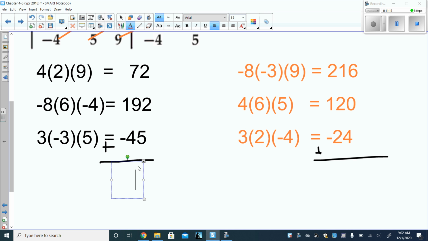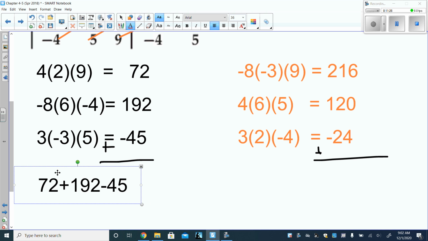Well, this is -45. So really we're going to do, let me rewrite this out, 72 plus 192 minus 45 is what we're saying here. And again, we don't have to do this by hand if we don't want to. So we can do 72 plus 192 minus 45, and if we do this here, we get 219.